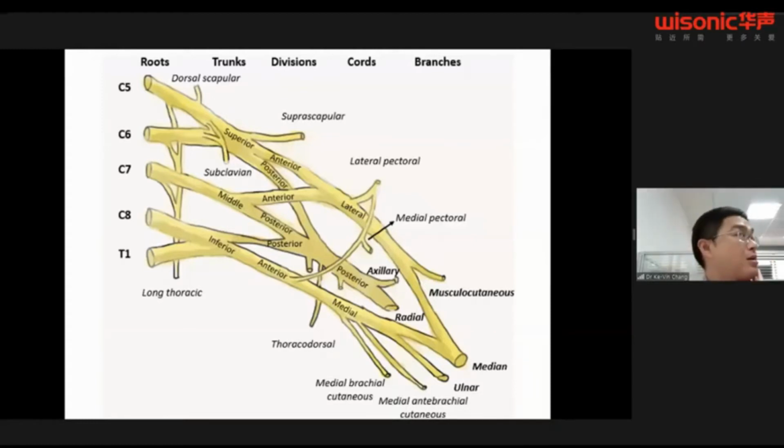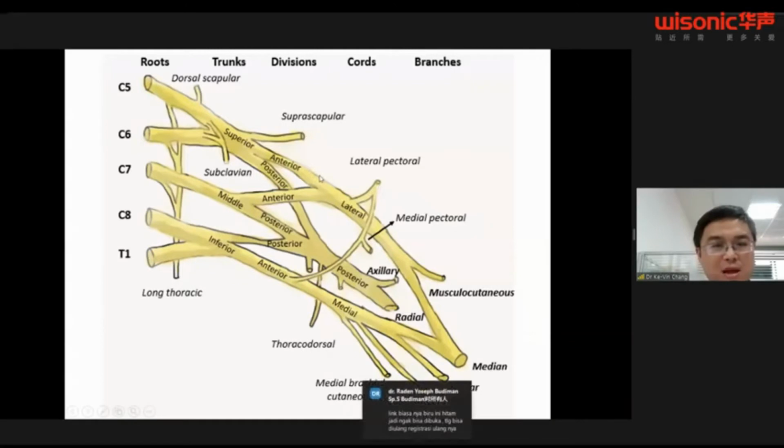So this is the illustration you can find in my paper. In this paper, we can also see some small branches originating from the nerve root and the other part of the brachial plexus. So this is the root C5, C6, C7, C8, and T1. And at the root level, you are going to see 2 nerves.